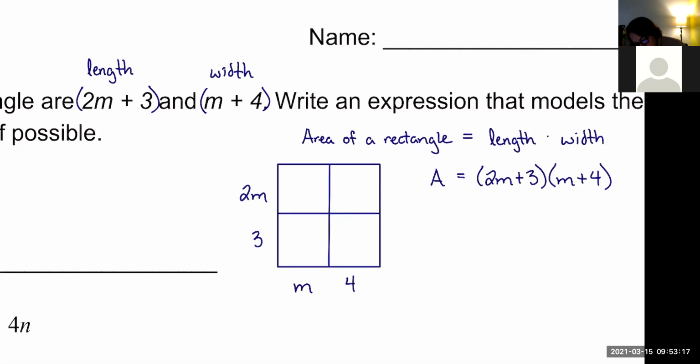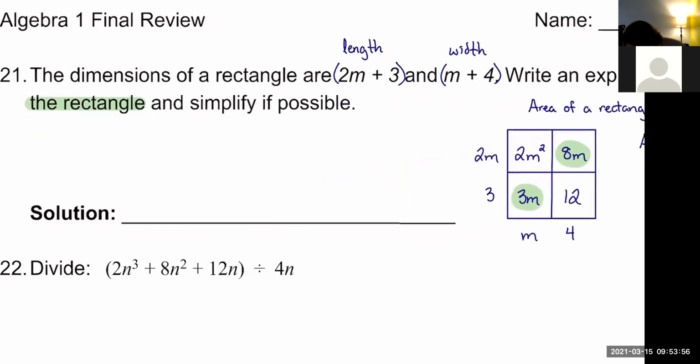Starting at the beginning, 2m times m gives me 2m to the second. Going to the right, 2m times 4 is 8m. Going to the second row, 3 times m is 3m. And the last square, 3 times 4 gives me 12. My favorite part about the box is that if you check this diagonal, typically, not always, you're going to find some like terms, which is really handy when you write out your final result. You can just combine those straight away.